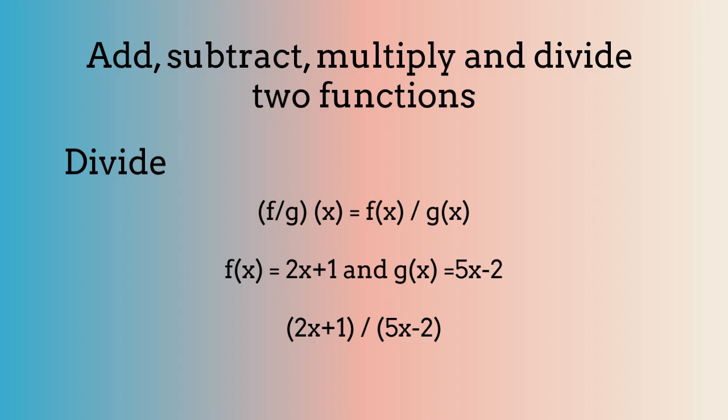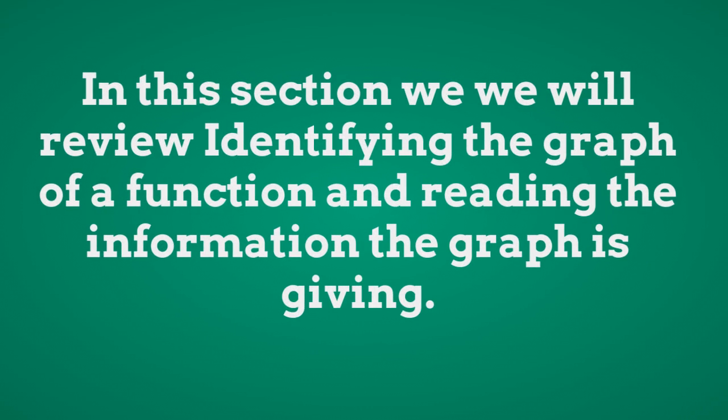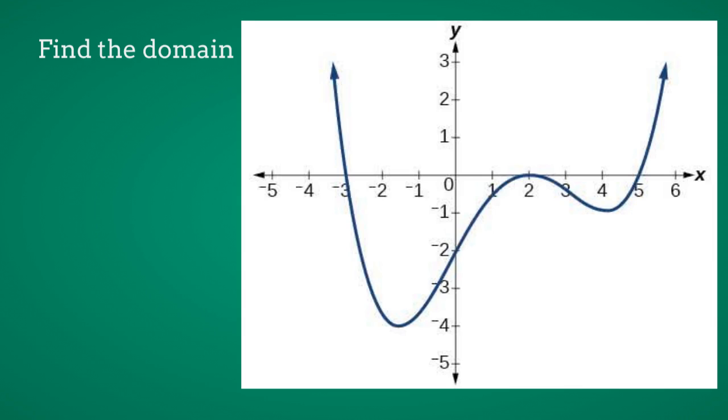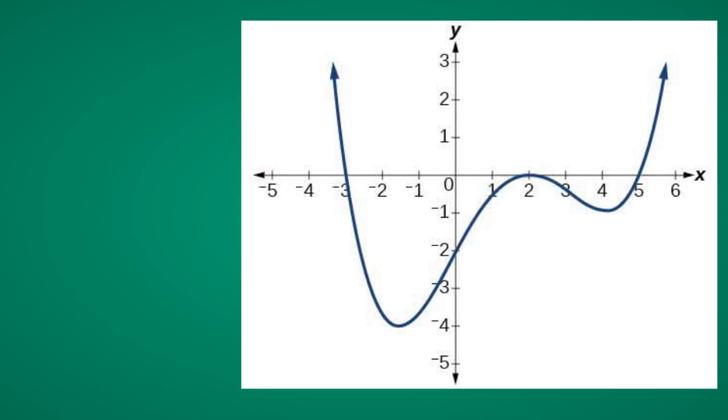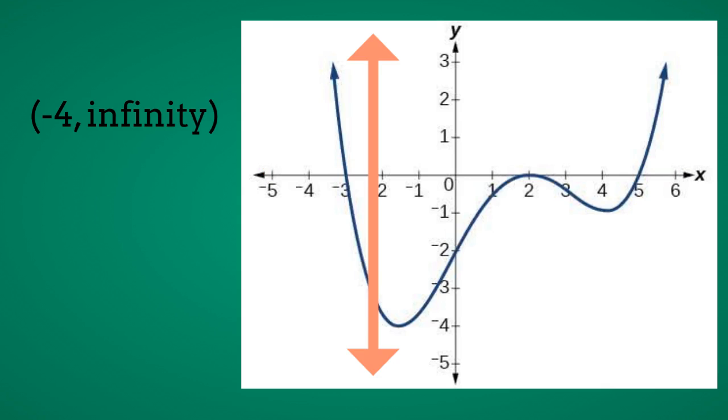In this section, we will review identifying the graph, reading the graph to show just the information that we're given. So let's find the domain. Here we're going to look again on the x-axis. And for this we have the set of all real numbers because those ends are going out and going up and down, -4 to infinity. Sorry, I can't put the infinity sign in.